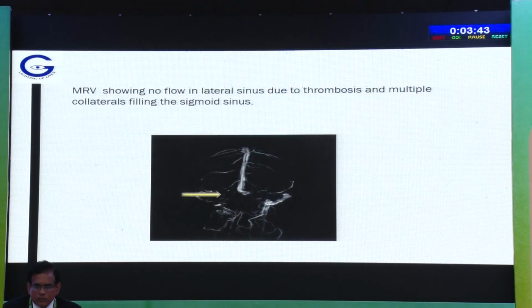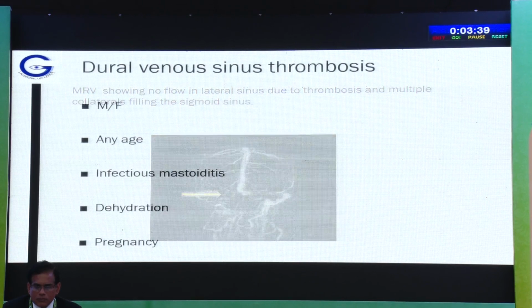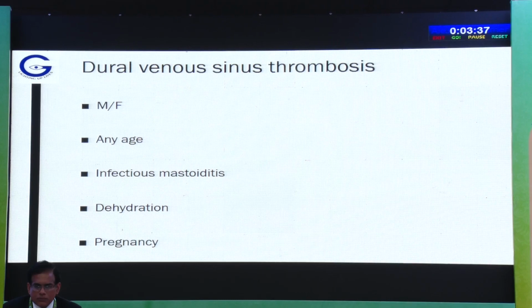MRV was done, no flow in the lateral sinus on the right side, and so this disc edema was due to lateral sinus thrombosis. Dural venous sinus thrombosis can occur at any age, male or female, mostly after infectious mastoiditis, sometimes after dehydration. It can occur in pregnancy, etc.